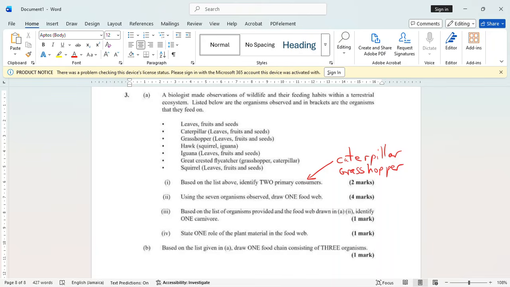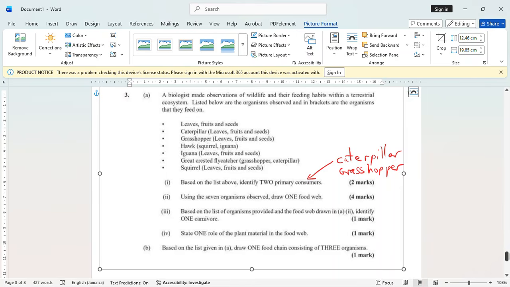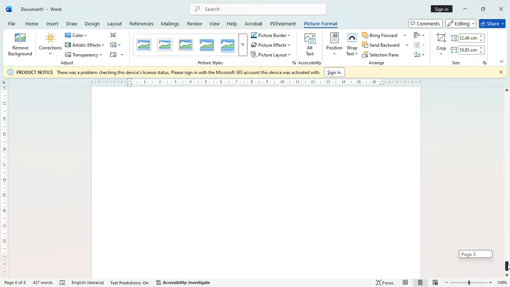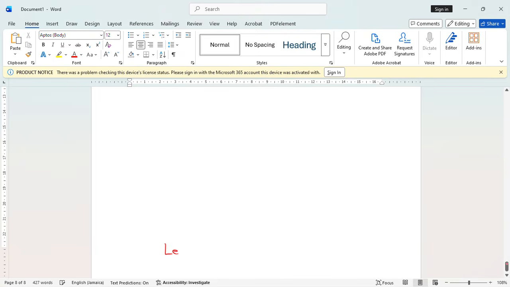Using the 7 organisms observed, draw one food web. So food web. So we're basically dealing with who? For the food web, we're starting at the bottom. So we said the leaves. We have fruits. We have seeds, not true? The caterpillar.